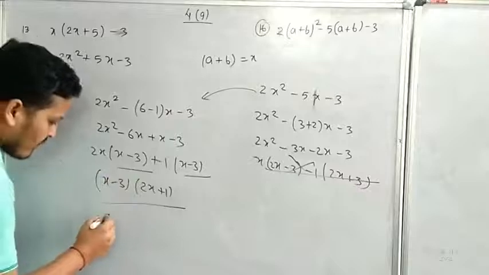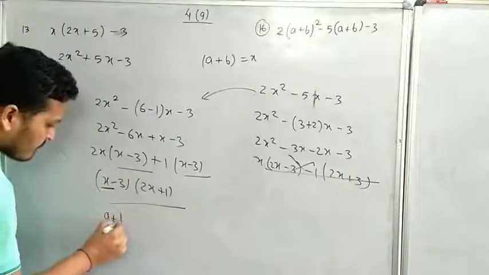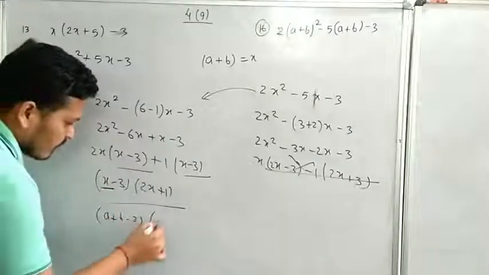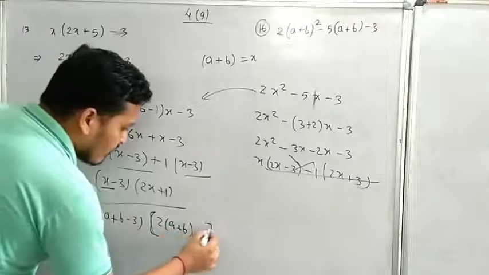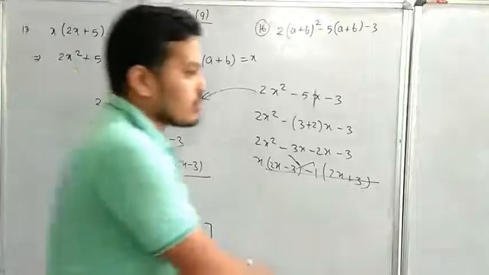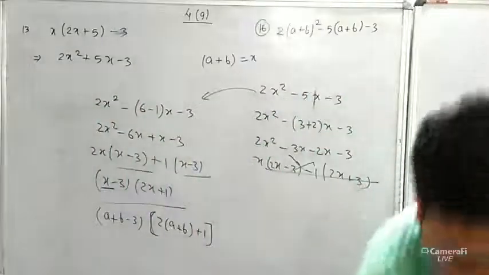Substitute the value of a and b here. So what is the x? a plus b minus 3. Second, 2 into (a plus b) and plus 1. You can multiply the 2 in the bracket. So this is the factorization of the given question.